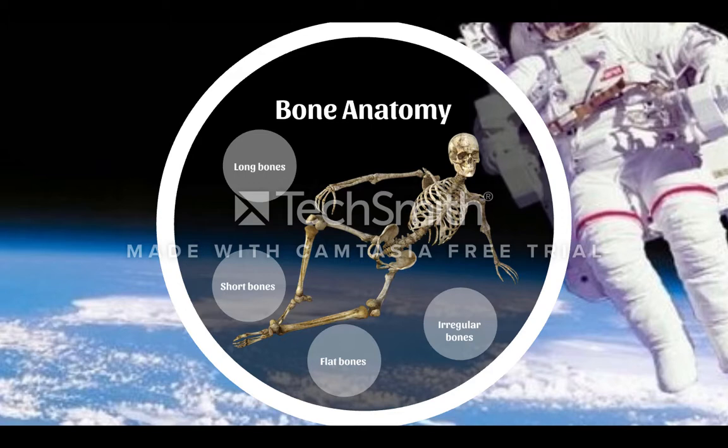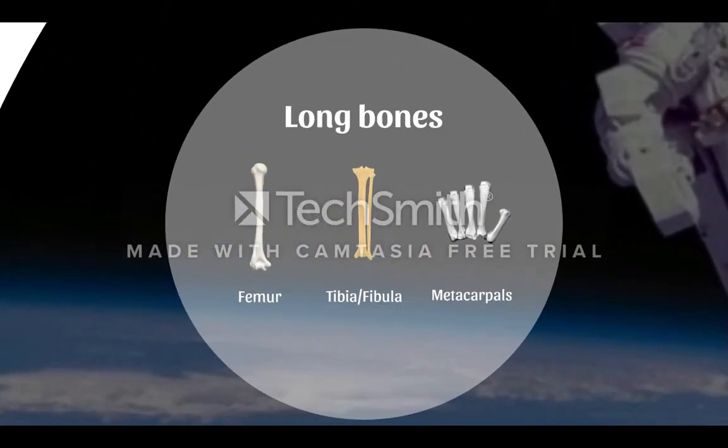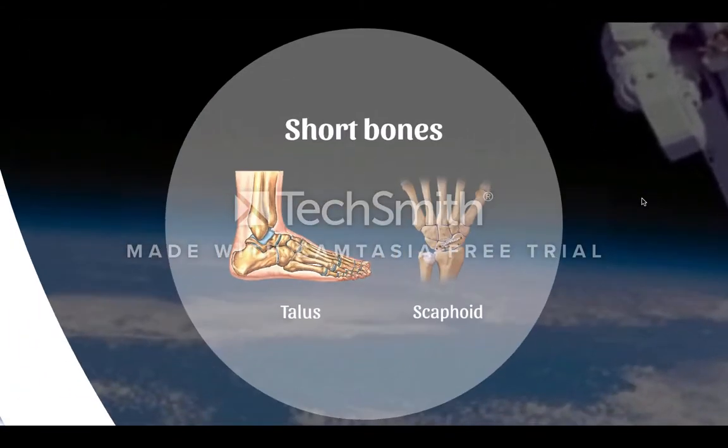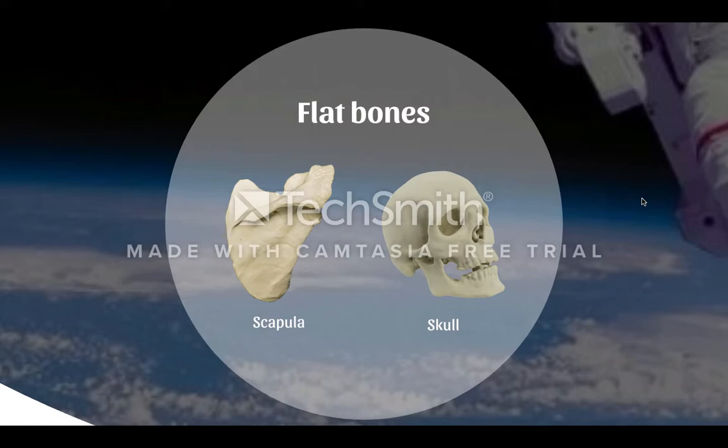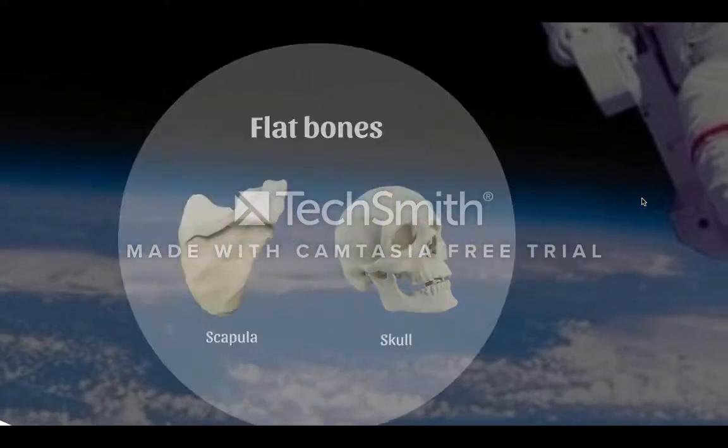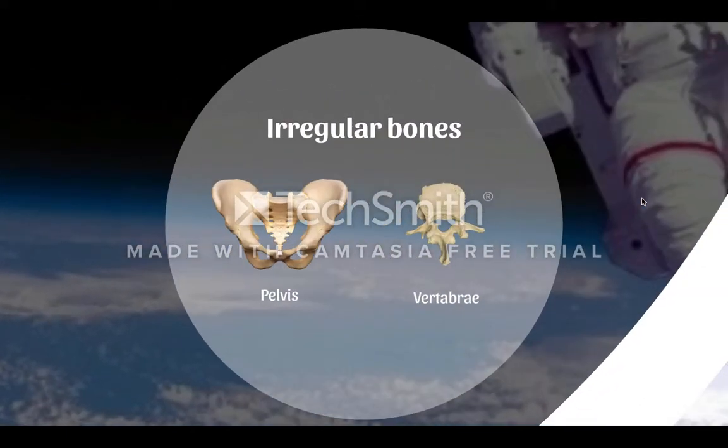Bones are usually categorized into four categories based on their shape. The first category are long bones, and these are the bones that you would think of almost immediately that look like dog bones. These include the femur, the tibia, and the fibula, and the metacarpals, which are the bones in your fingers. Next, we have our short bones, which include our foot's talus and our wrist's scaphoid. We also have our flat bones, which include our scapula and our skull. And finally, we have our irregular bones, and some examples are our pelvis and our vertebrae.